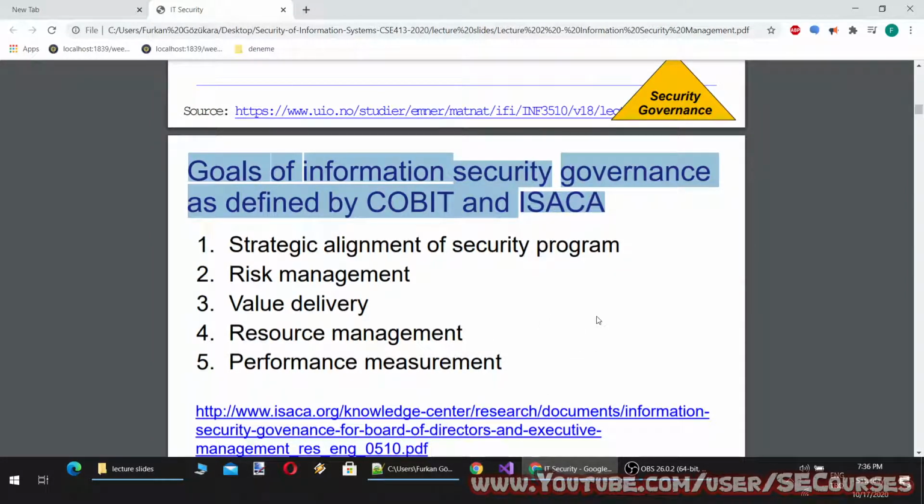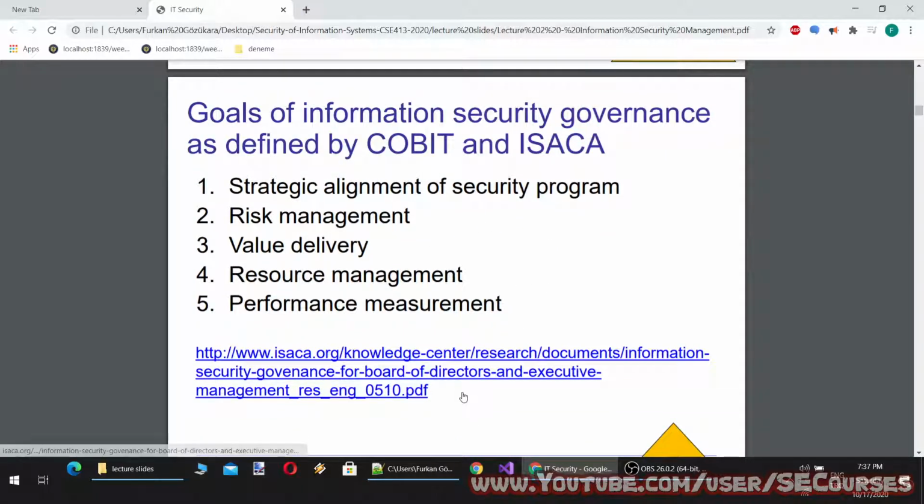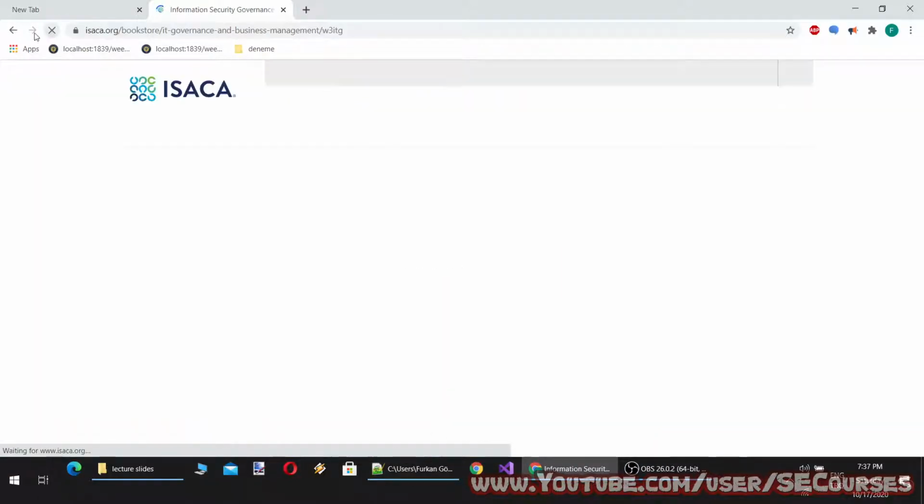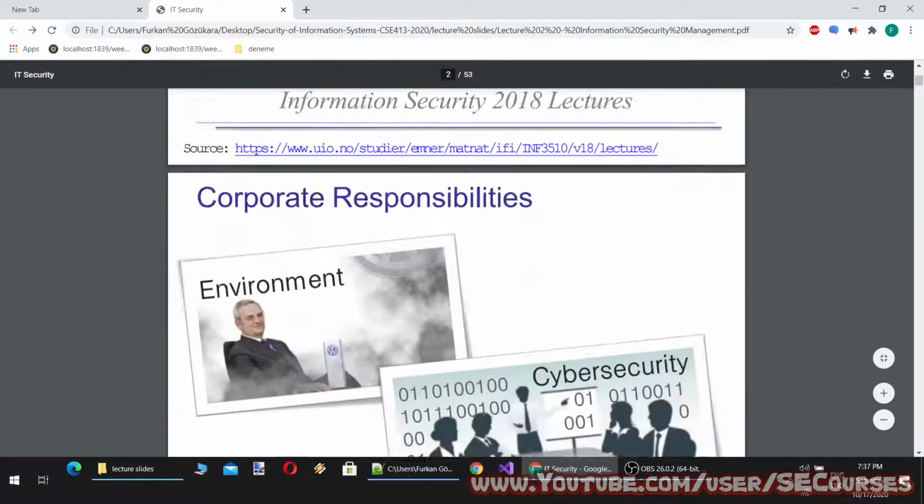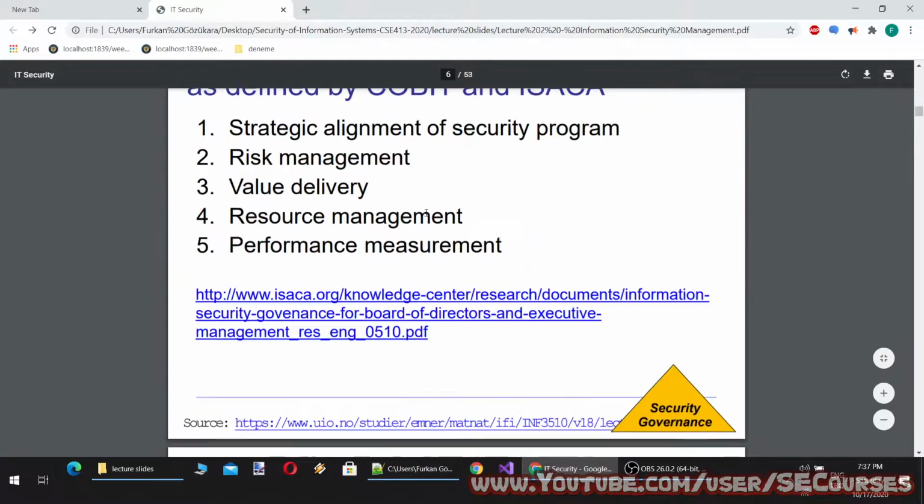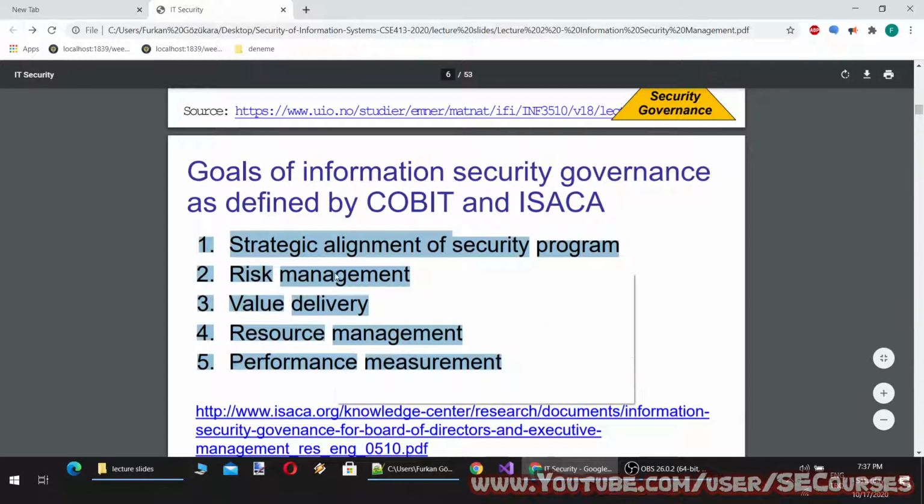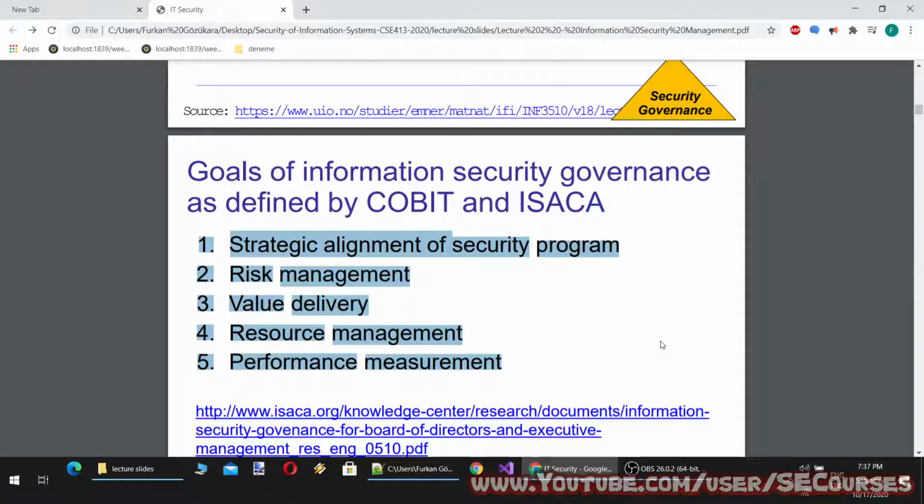Goals of information security governance as defined by COBIT and ISACA. So you may get more information from this link. Okay. And let's read. 1. Strategic alignment of security program. 2. Risk management. 3. Value delivery. 4. Resource management. 5. Performance measurement. So these are the goals of information security governance defined by COBIT and ISACA.